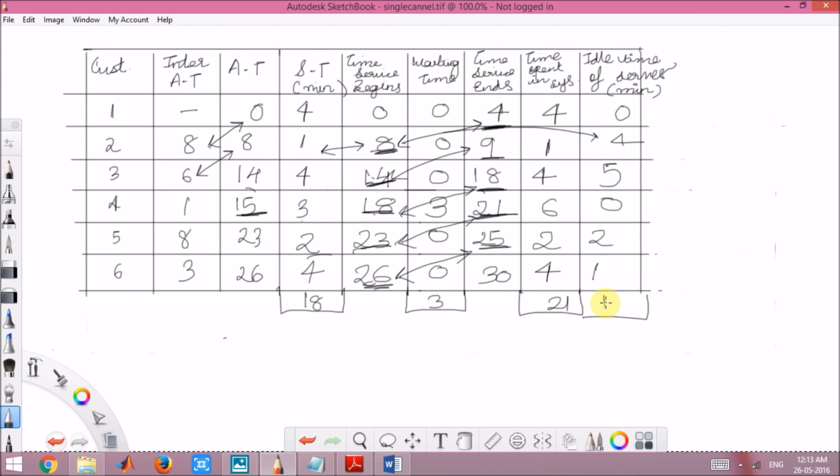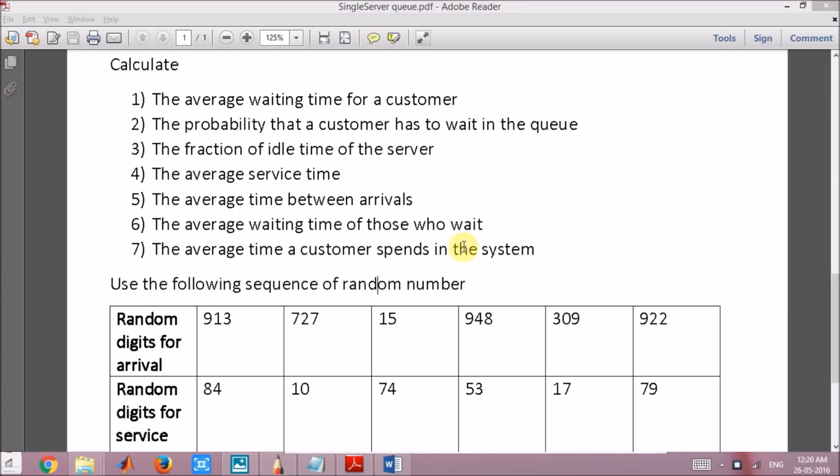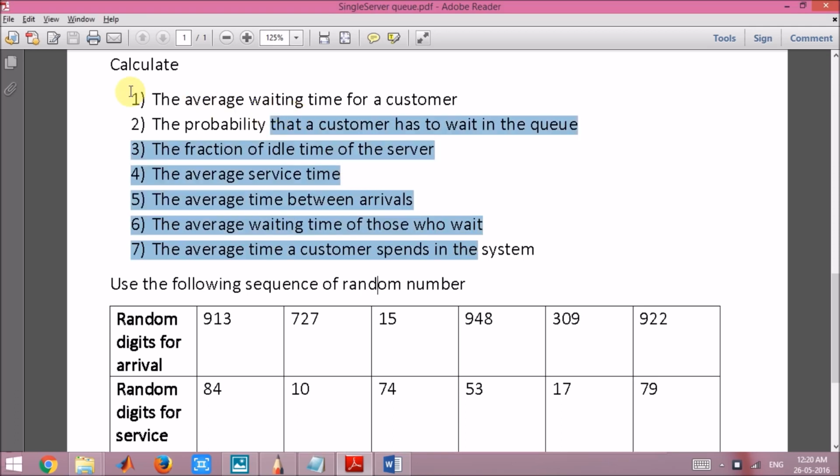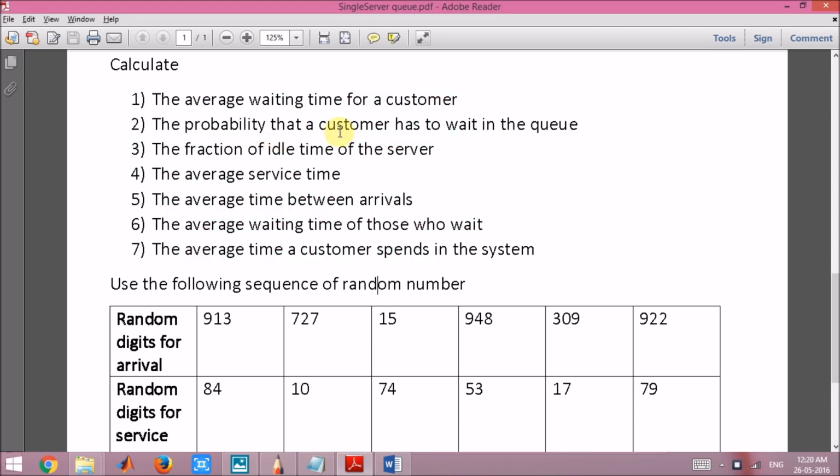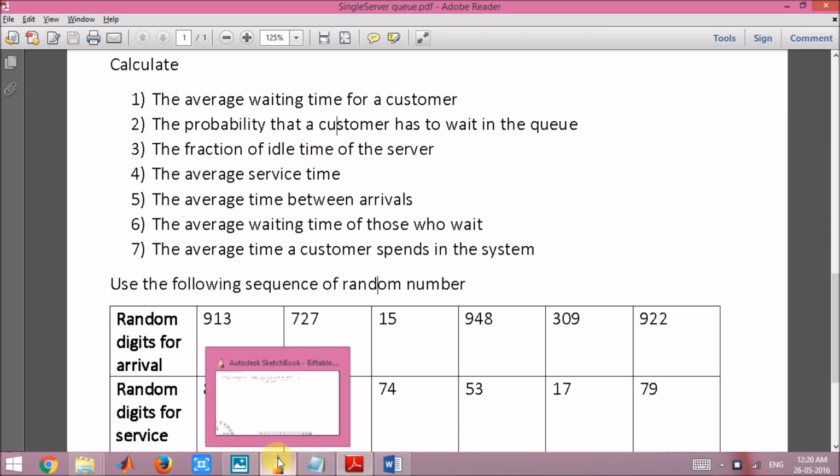Right? So we have the total. Now comes the part of calculation, which we will look at in the next section. So after finding the big table, what we have to calculate that's given in the sum is these 7 things. So let's look at how we calculate each thing.